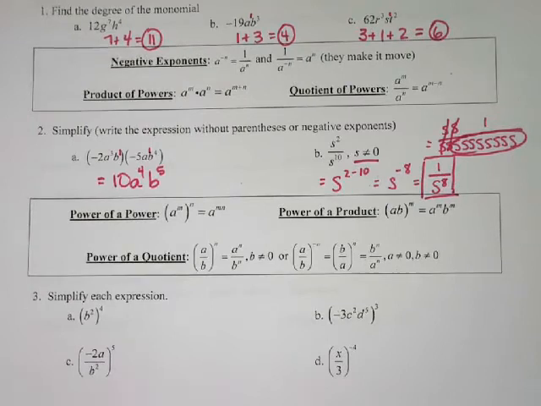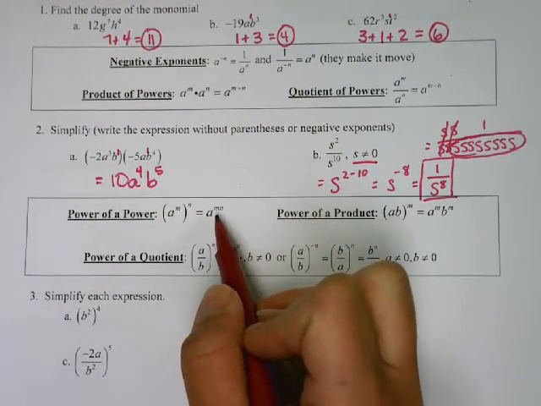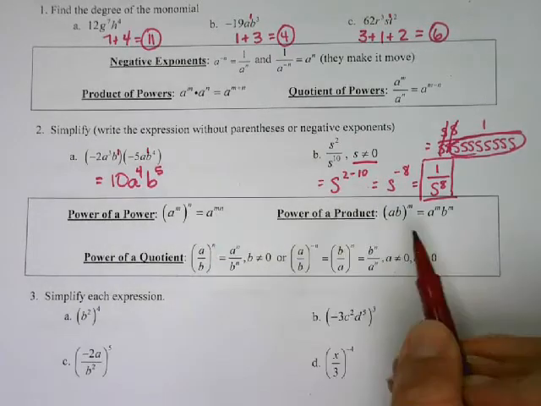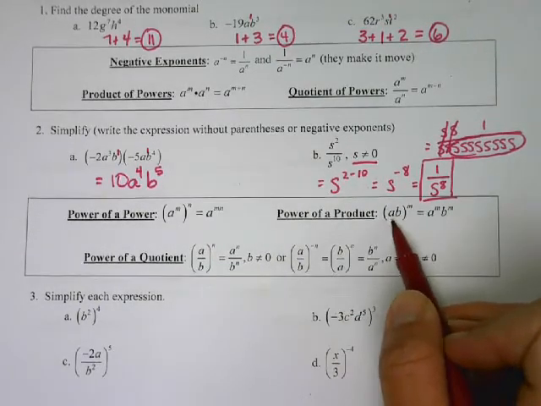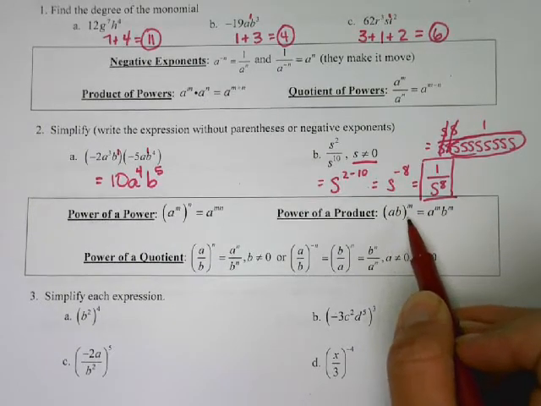Power of a power. I have 1 base and 2 exponents. That means I multiply it. Power of a product. I have something inside parentheses and I have 1 exponent. That means everybody gets it. I'm going to share the love.